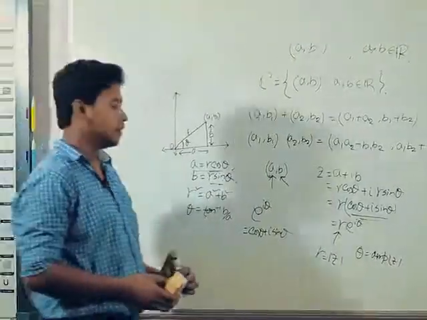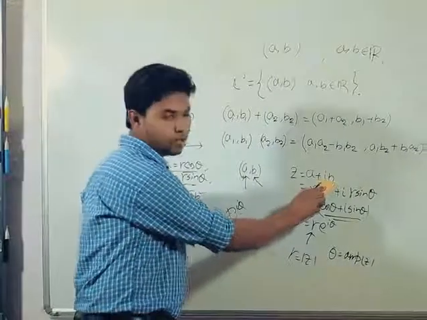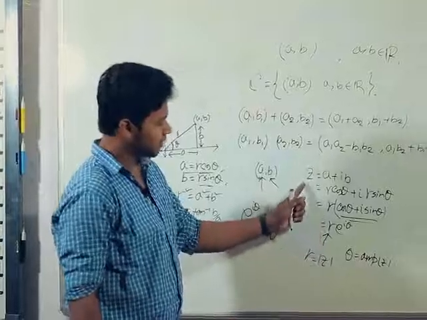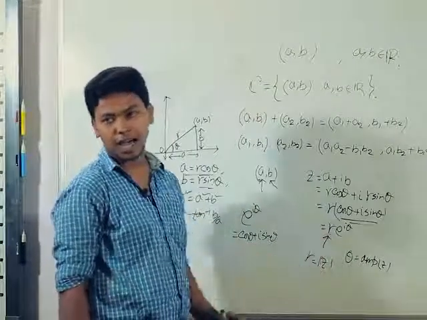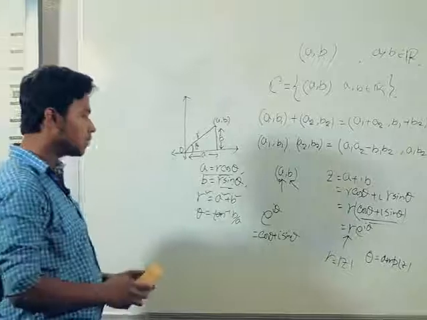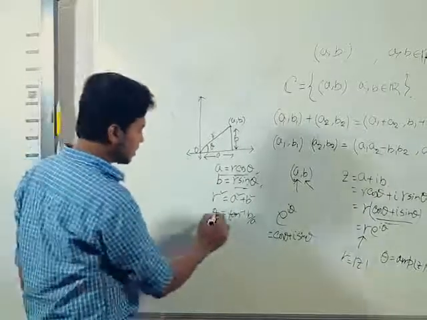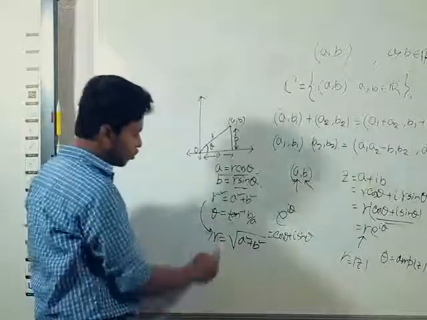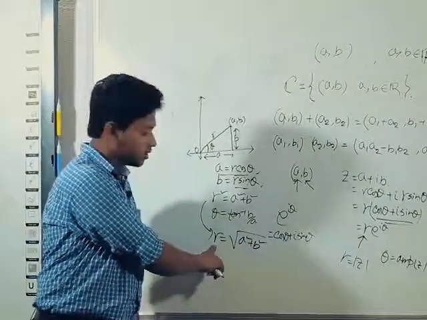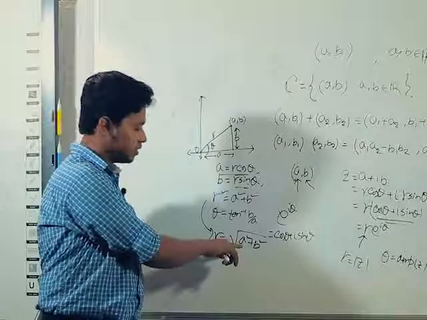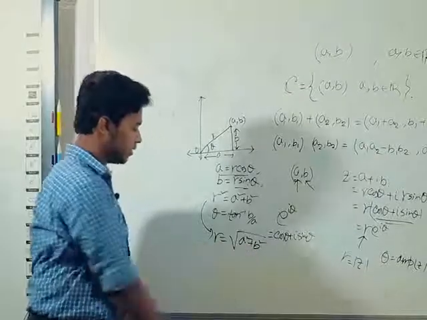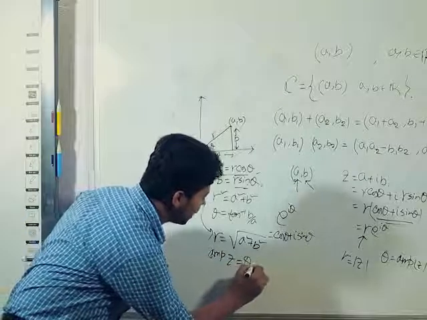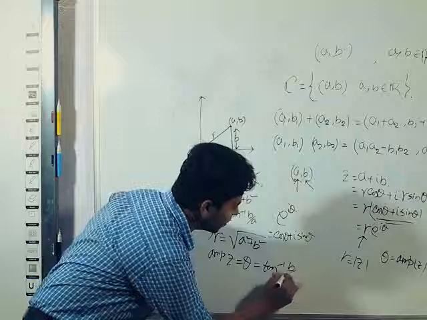So any complex number z we can write as a plus ib, where a is the real part and b is the imaginary part, or as r e to the power i theta, where r equals the modulus of the complex number, the square root of a square plus b square. So the modulus is the square root of real part square plus imaginary part square, and the amplitude of z equals theta, that is tan inverse b by a.